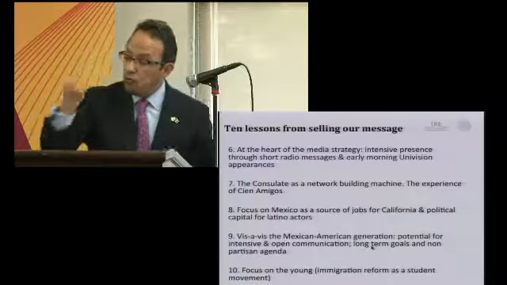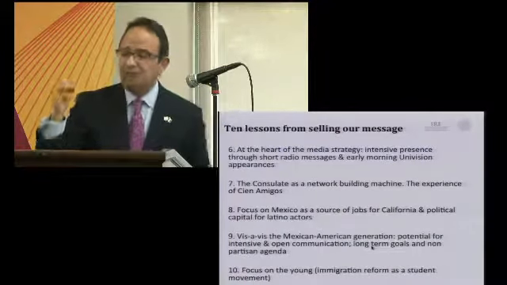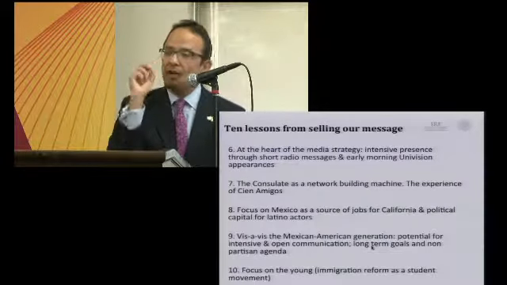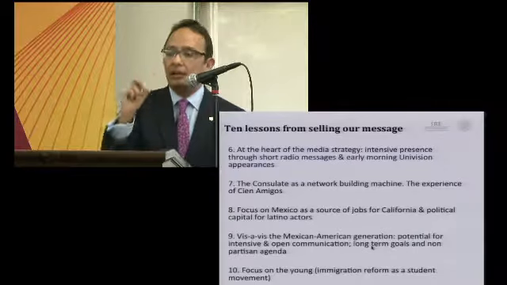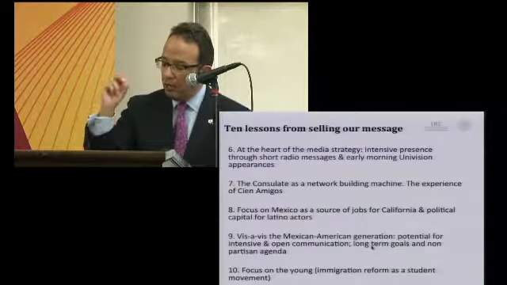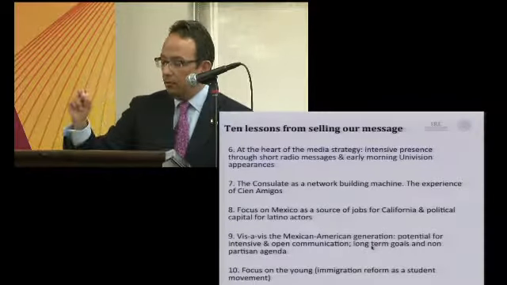So we need to focus on Mexico, in the case of the Mexican consuls. We need to focus on Mexico. And we need to focus in a way that is very particular and not easy to define and to sell properly. Mexico is a source of jobs for California and political capital for Latino decision makers.